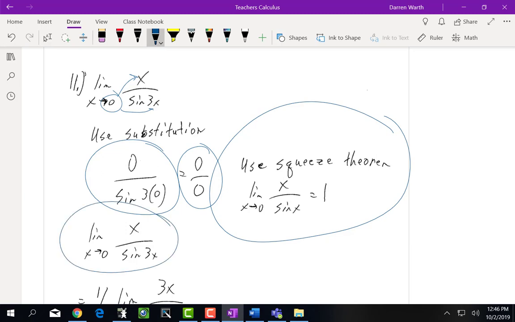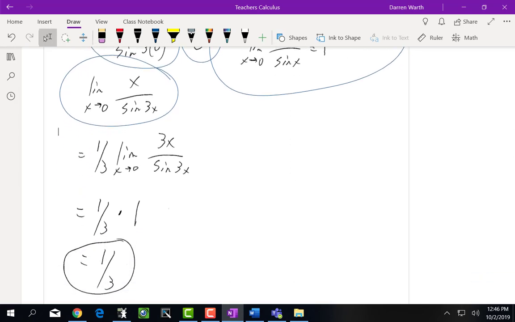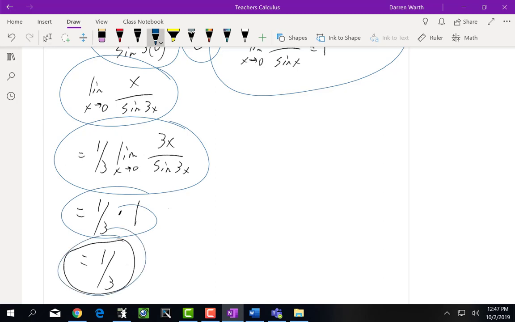So substituting this in, go ahead and rewrite this. And when I go ahead and put the 3's in there, I'll get 1/3 times the limit as x approaches 0 of 3x over the sine of 3x. So remember this is equal to 1, so that's 1/3 times 1. So my answer is going to be 1/3.